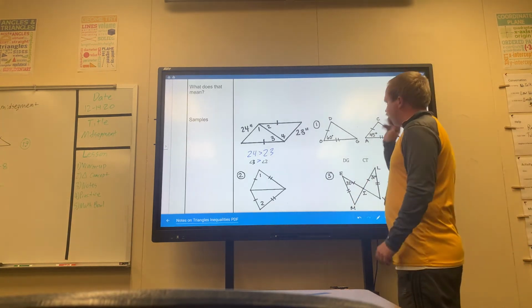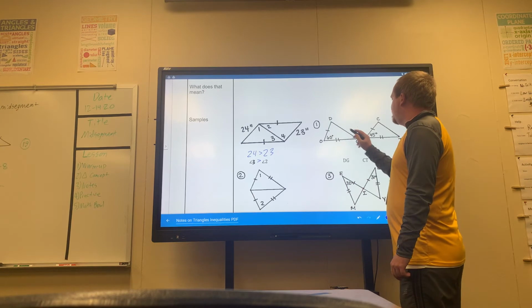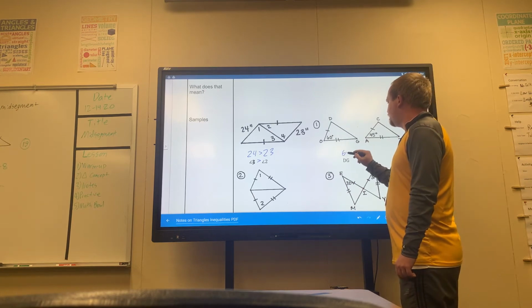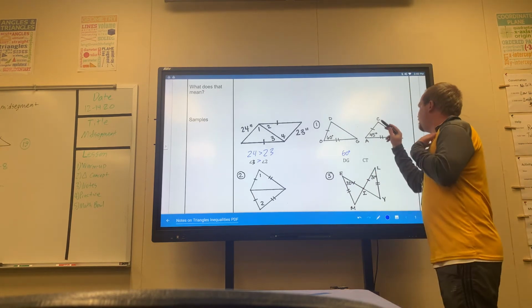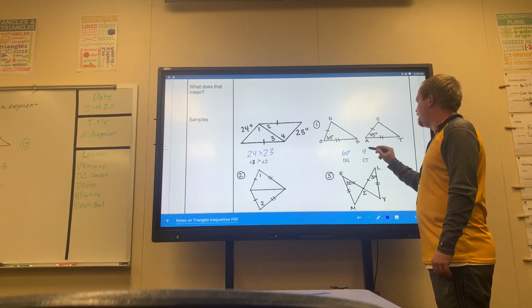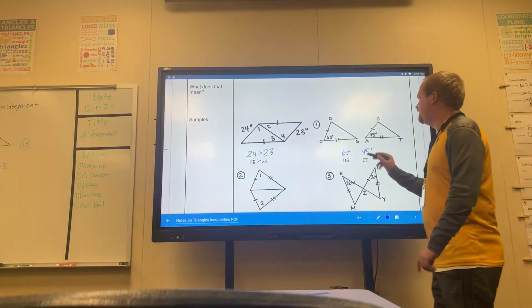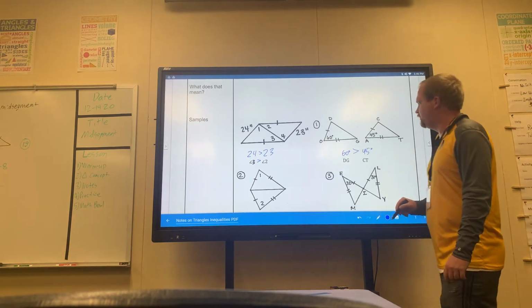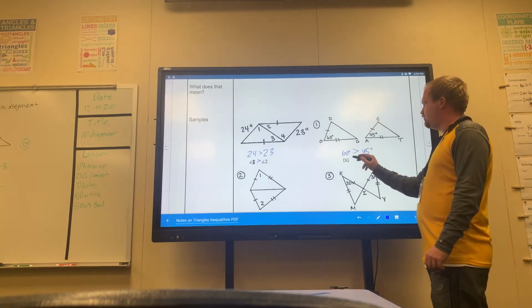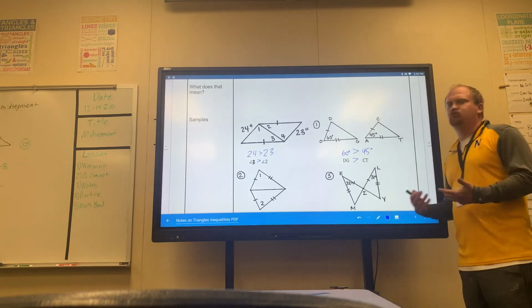Now look right here. Opposite DG is an angle of 60 degrees, and opposite CT is 45 degrees. Well, we know that 60 degrees is larger than 45 degrees. So DG is going to be greater than CT.